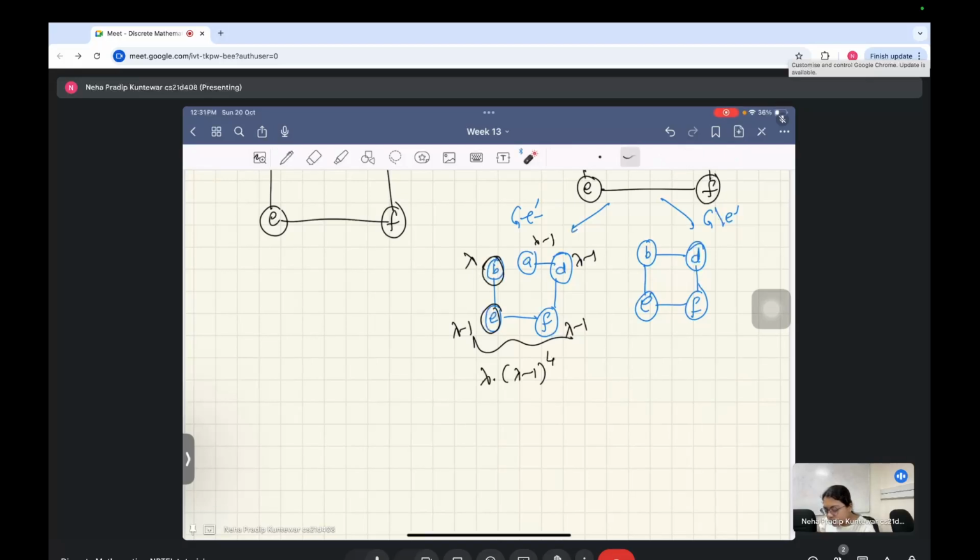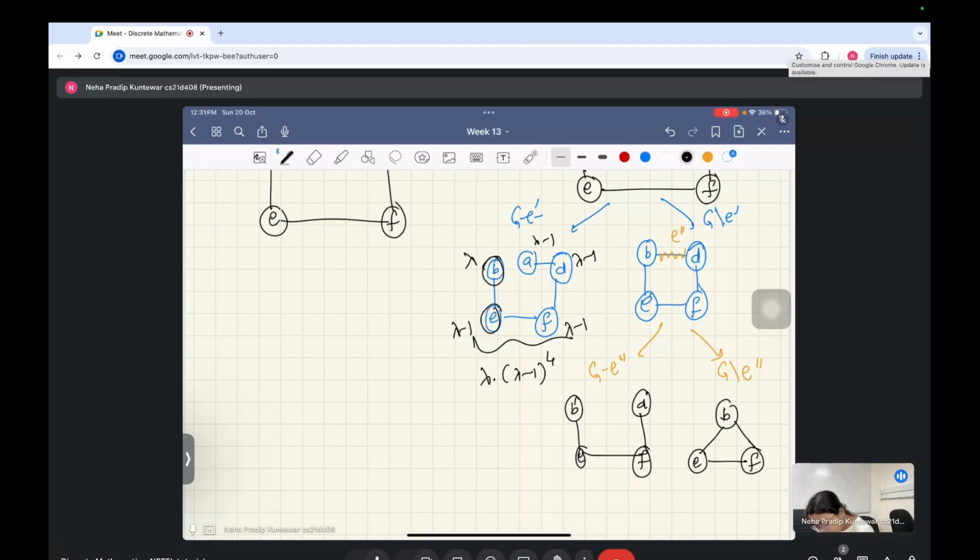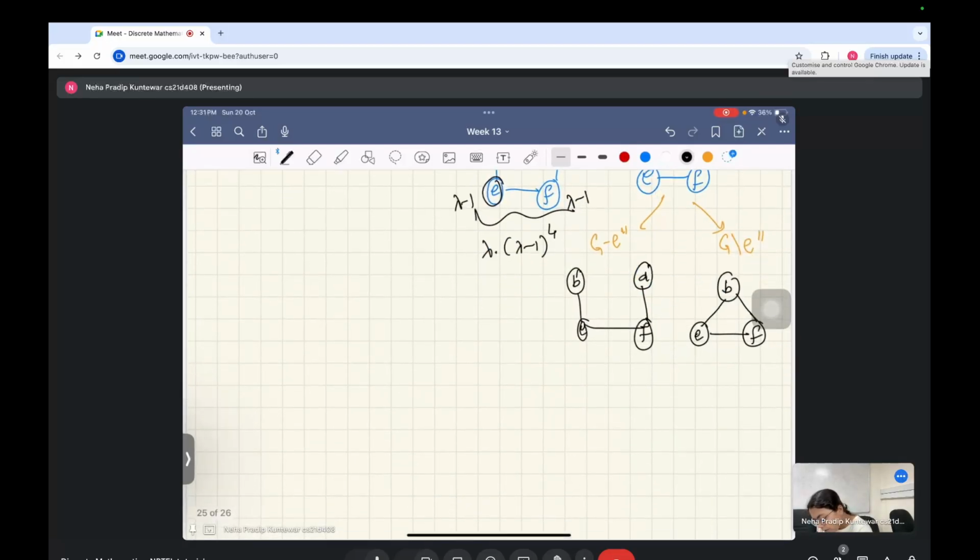And if you want to do it for this, we will apply the trick one more time. I'll choose this edge, E double prime, and get 2 graphs out of it, G minus E double prime and G contracted with E double prime. This gives B, E, F, D, and the other graph that you get is B, E, F. If you want to solve for this, there are lambda choices for this, lambda minus 1 for this, and so on. So this is lambda times lambda minus 1 cubed, and this is exactly what we had solved earlier.